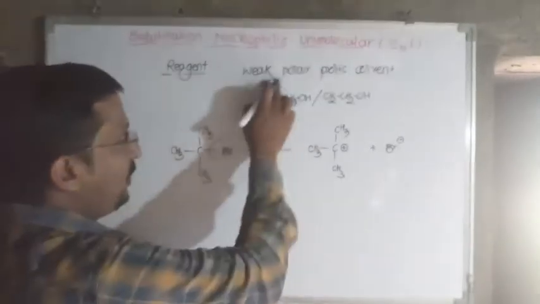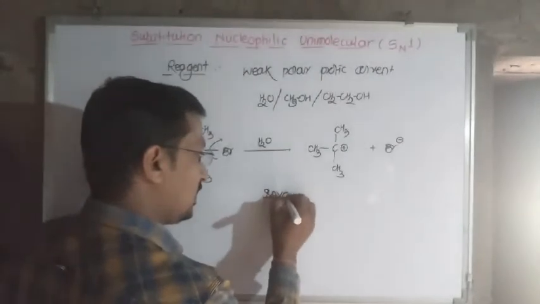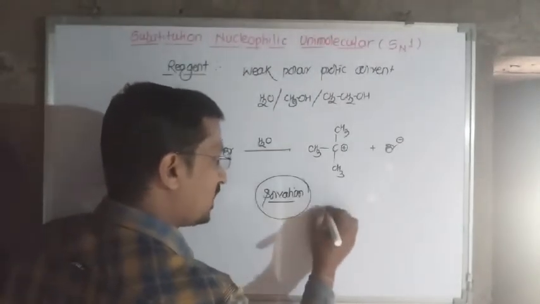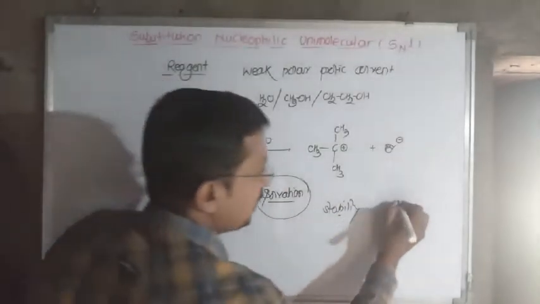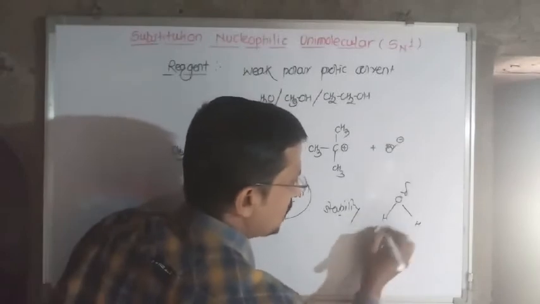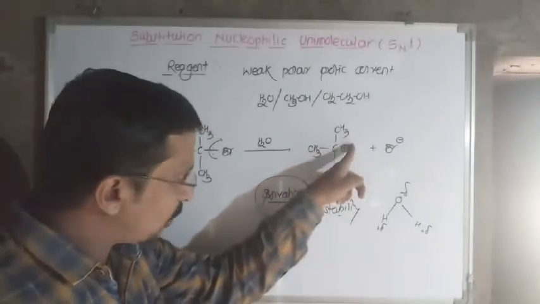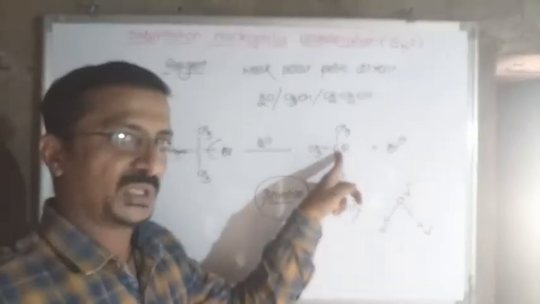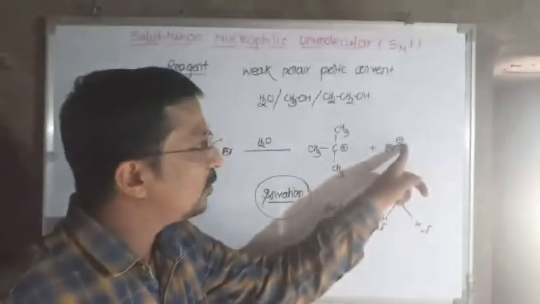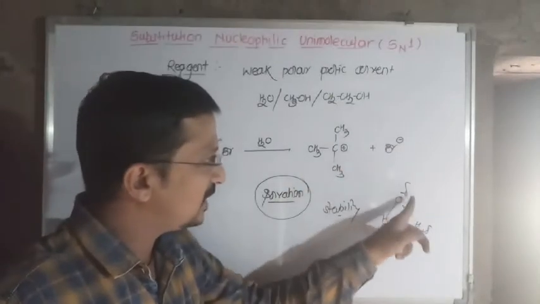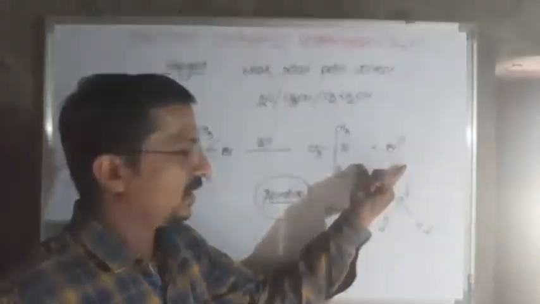If a weak polar protic solvent is used, what is its role here? Solvation is very important here. Solvation provides stability. Water is the solvent. The oxygen end of water is partially negative, so it provides stability to the positively charged carbon, and the hydrogen end of water, which is delta plus, provides stability to Br minus, which is negative. Due to this solvation, it provides stability to the species formed.